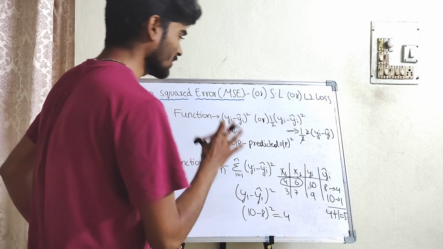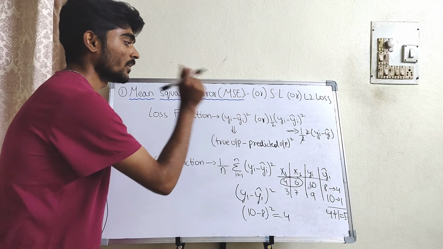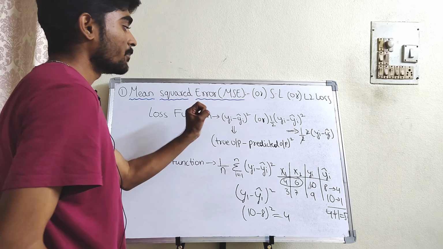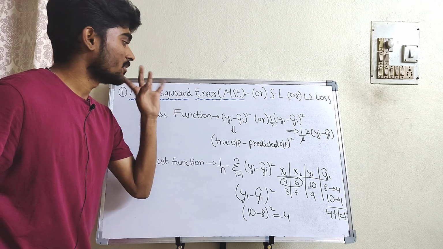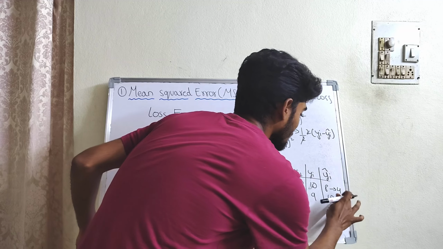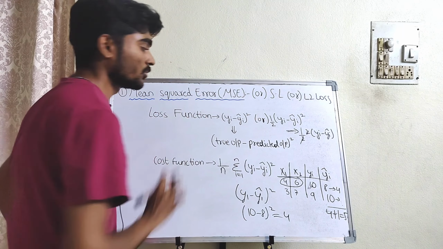Now let's see why this extra square term is added in the mean squared error loss function. The main benefit of this square term in the mean squared error loss function is, let's say, first let's remove this square term.